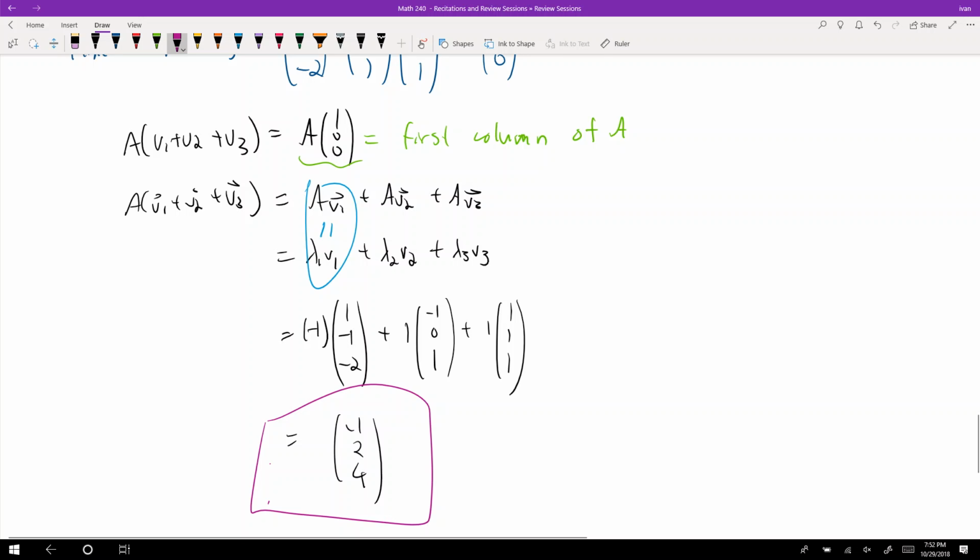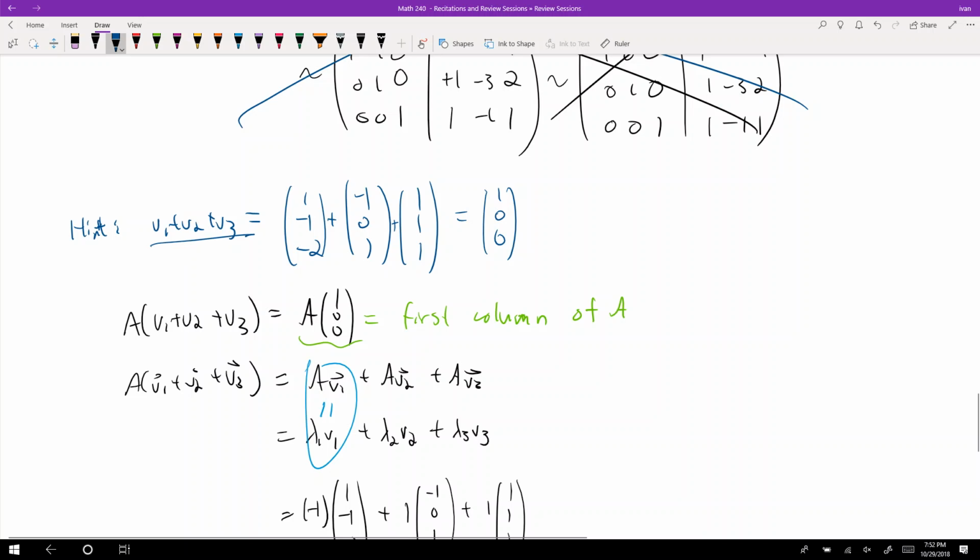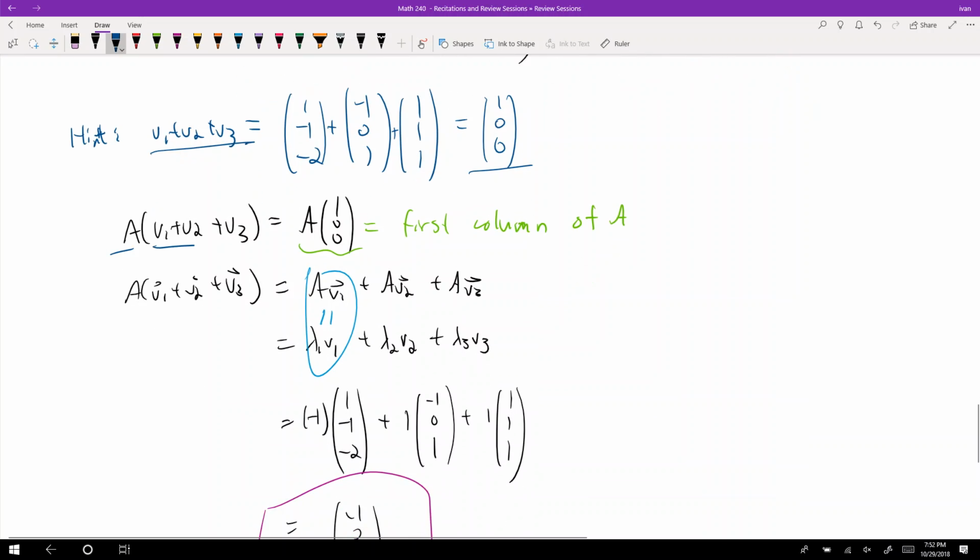How do you know that that is the first column? Because, right, we set up here that v1 plus v2 plus v3 is equal to 1, 0, 0. And then that means A times v1 plus v2 plus v3, well, I can just replace v1 plus v2 plus v3 with 1, 0, 0, okay? And any matrix multiplying by 1, 0, 0 just extracts the first column of that matrix. Right? Got it? All right.